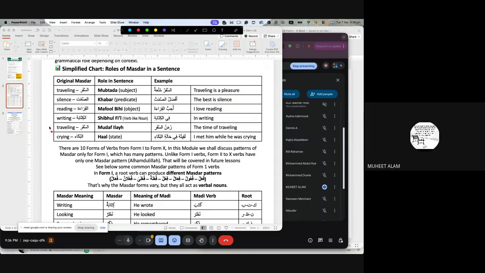Now in the third sentence, laqitu fi halatil bukai. I met him while he was crying. So here al-bukai, crying, is masdar, and what is it here? It's hal of laqit, I met him. So here the masdar is al-bukai, and it's performing the role of hal in this sentence. Halatil bukai: this is hal, and this is mausuf sifa, so together this is hal.